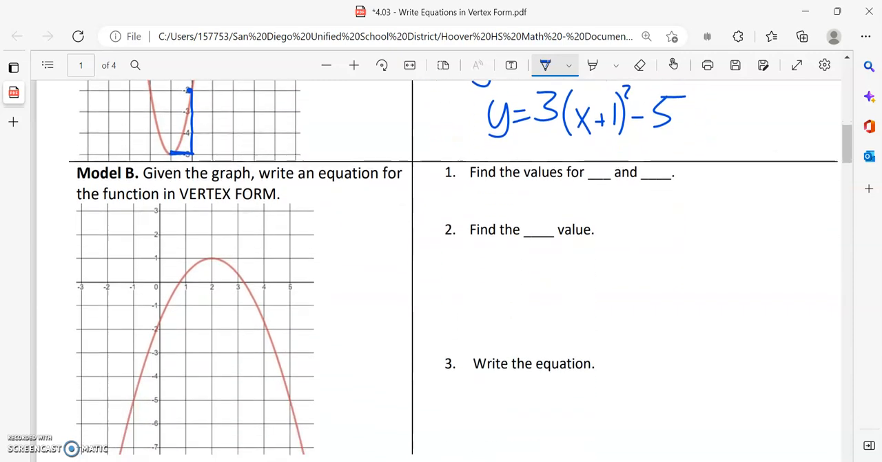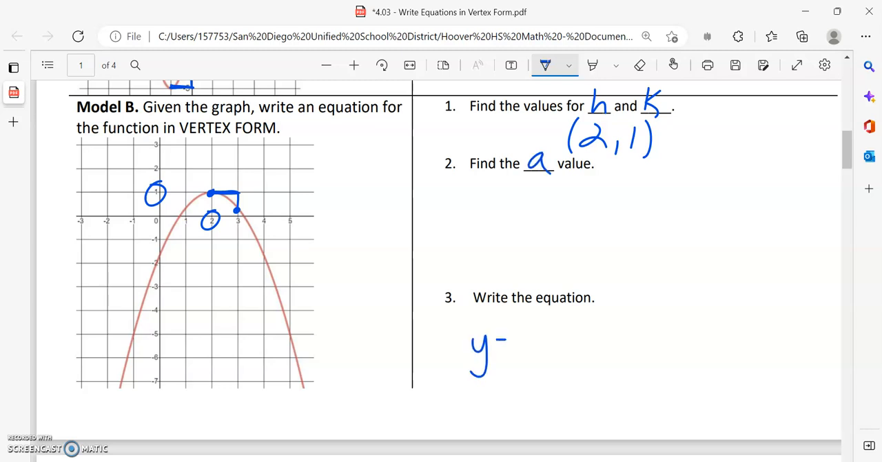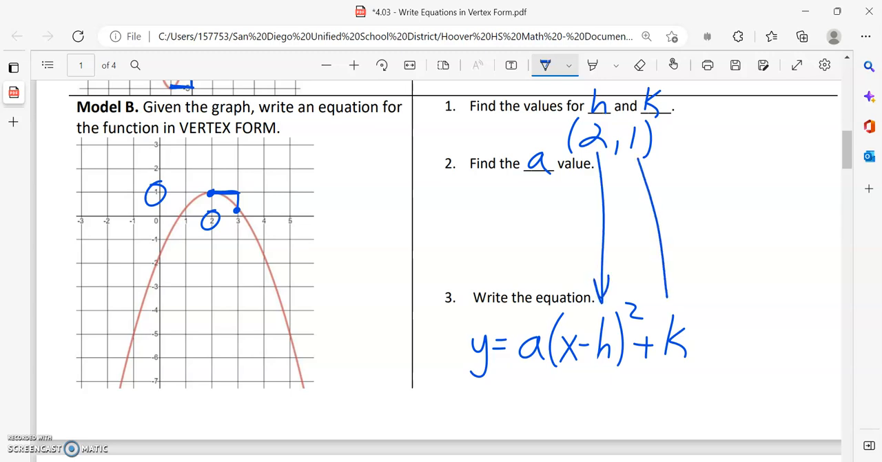Do one more model. Okay. So given the graph, write an equation in function form. So find the values for h and k. Our vertex is here at 2, comma 1. And then we're going to count over 1, just like always, and then down. Ooh, it's not all the way down to 1. Okay, interesting. So, let's see here. So find a value, y equals a x minus h squared plus k. H is 2, k is 1. Let's just erase those out.